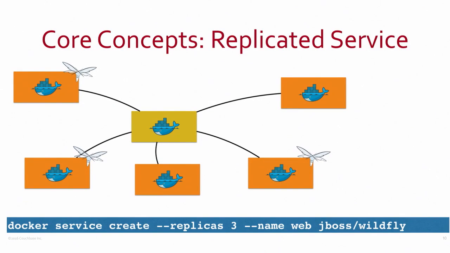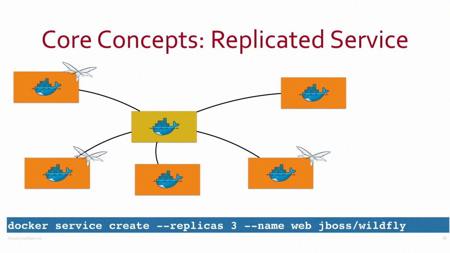All right, I've got a multi-node cluster set up now, and I want to fire up a service. I just want to run a simple WildFly application server over there. One of the big changes that happened in 1.13 is how the Docker CLI was restructured, so the commands are very intuitive.